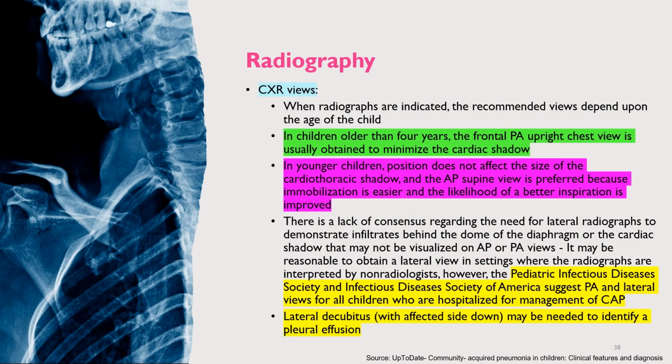Usually, for a child who's older than 4 years, you will do a PA, upright chest view, because AP means that the child is facing the X-ray machine, and usually their heart shadow will be big and it will not allow you to see the lungs very well. So you'll do a PA, posterior anterior. But if you have a child younger than 4 years, it doesn't really affect, and you usually just go for the simple AP view.